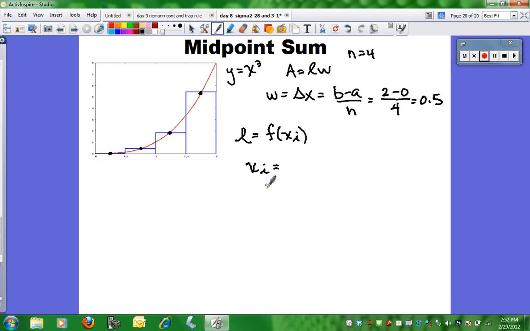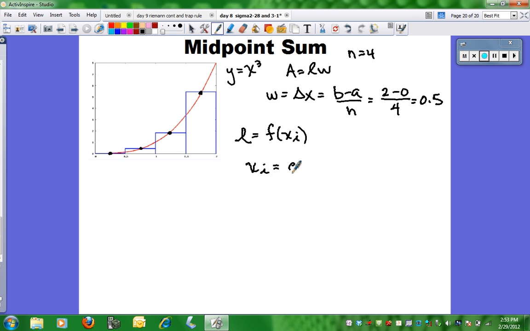Now for the left sums, if you remember, our lefts were over here. We had a minus 1 in the formula. Our rights were right here. There was no minus 1. It was just a plus i delta x. What do you think midpoints will be?